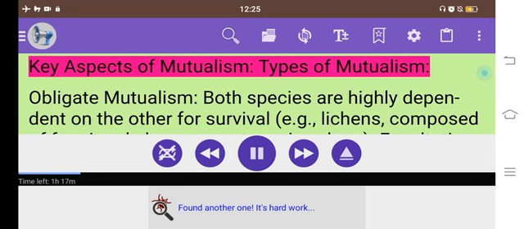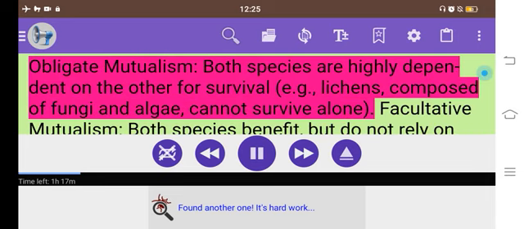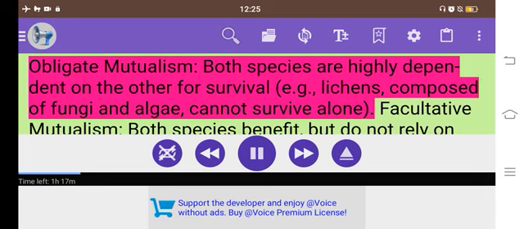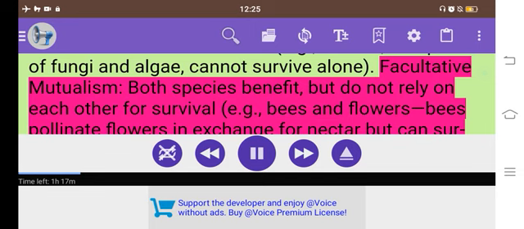Key aspects of mutualism. Types of mutualism. Obligate mutualism: both species are highly dependent on the other for survival, e.g., lichens, composed of fungi and algae, cannot survive alone. Facultative mutualism: both species benefit, but do not rely on each other for survival, e.g., bees and flowers. Bees pollinate flowers in exchange for nectar but can survive without the flowers.